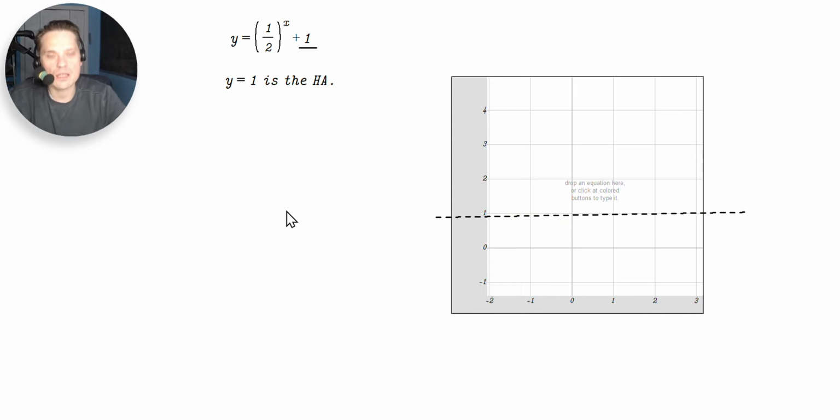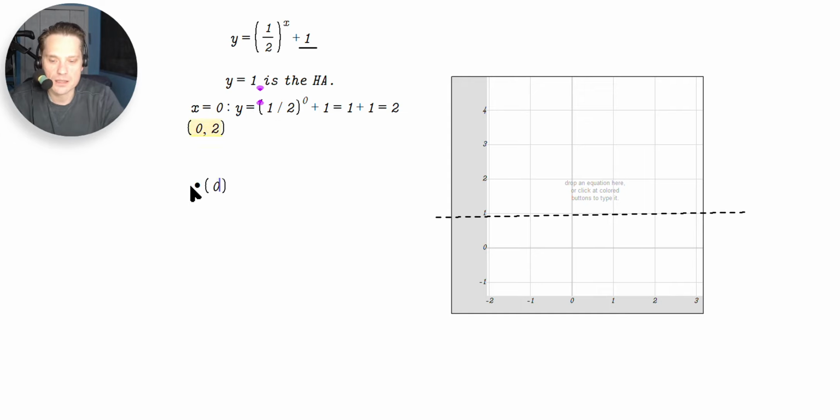Now we need a couple of points, 2 or 3 points. So an easy thing to do is to just find the y coordinate when x equals 0. So you do y is equal to (1/2) raised to the 0 plus 1. Well, that's just 1 plus 1, which is 2. So from this, we get the point (0, 2). Let's plot this on the graph. So 0, comma 2. That puts you about right here.